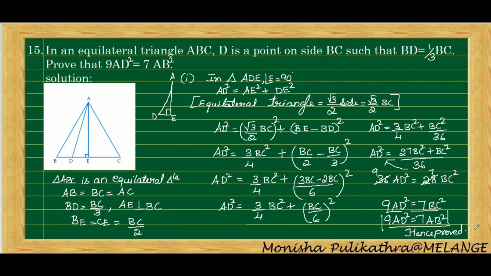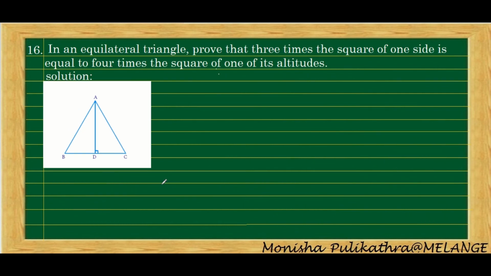I hope you understood this. Moving on to the 16th problem. The 16th problem is, in an equilateral triangle, prove that 3 times the square of one side is equal to 4 times the square of its altitude.